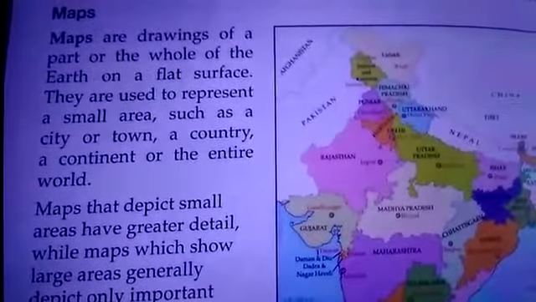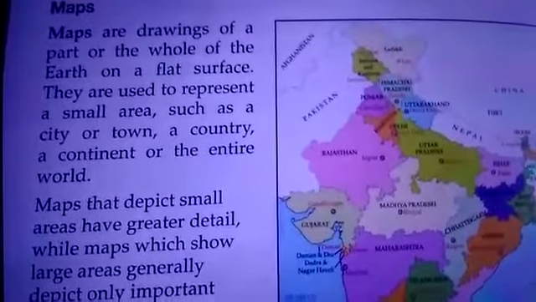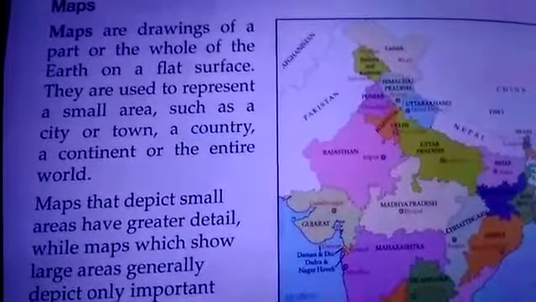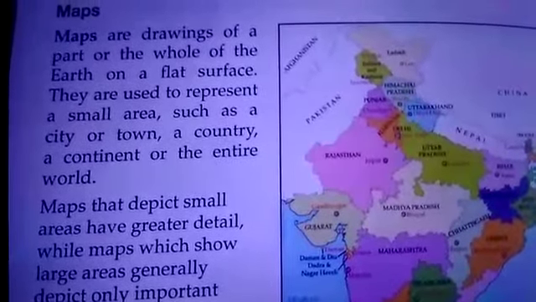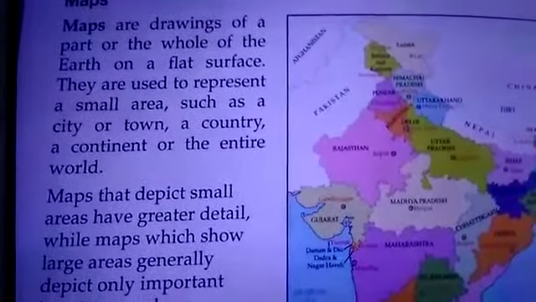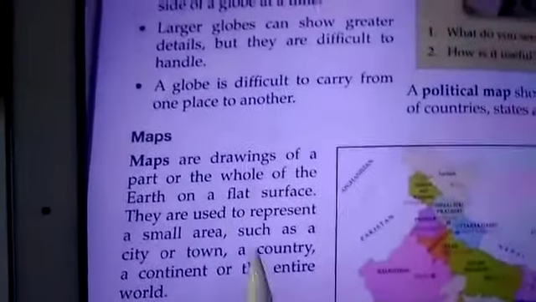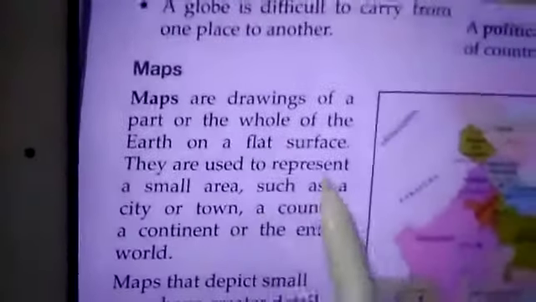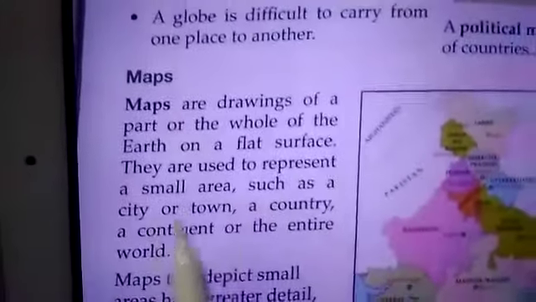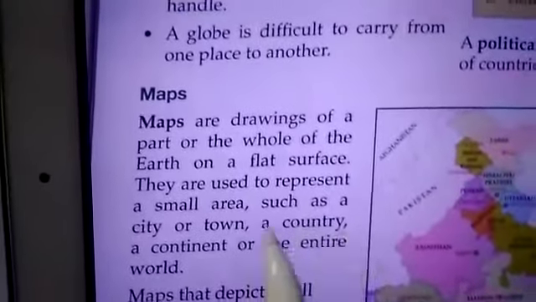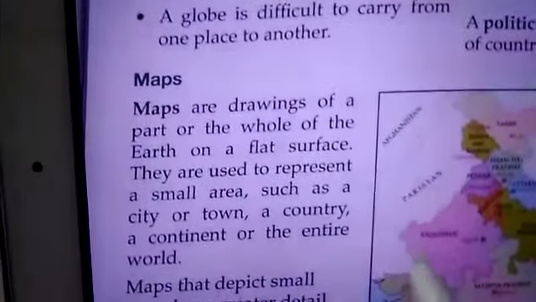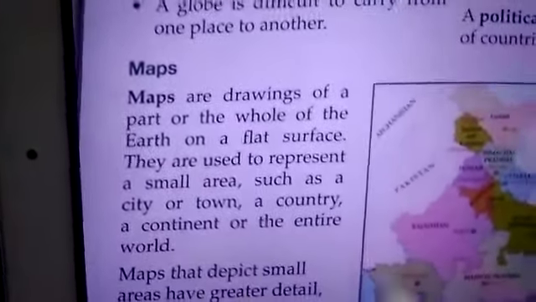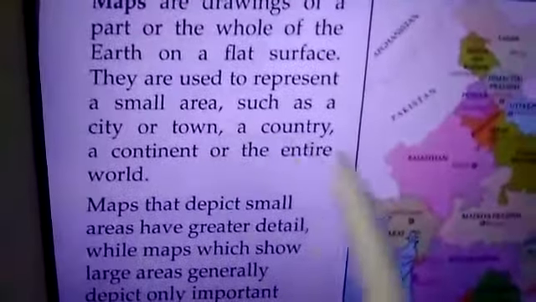They are used to represent a small area such as a city or town, or a country, a continent, or the entire world. So if you want to see your house in your colony, or your city or town or your country India, you can see it through a map, and you can see big things like a continent also through a map.